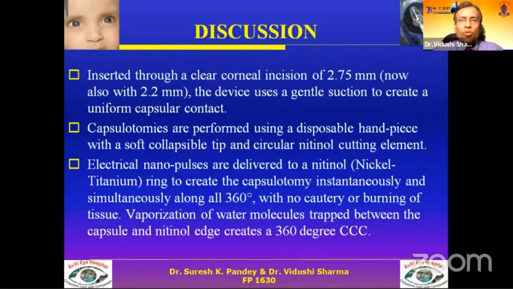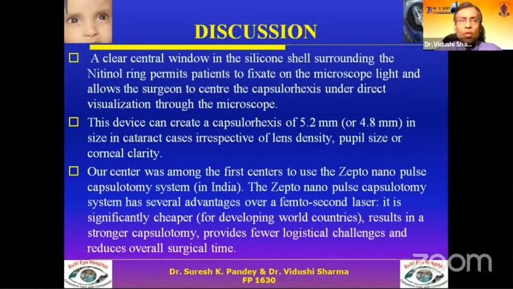The capsulotomy is performed using a disposable handpiece with a soft collapsible tip and a circular nitinol cutting element. The electrical nanopulses are delivered to the nitinol, which is a nickel titanium ring, to create a capsulotomy instantaneously, simultaneously all along 360 degrees, with no cautery or burning. Vaporization of the water molecules trapped between the capsule and nitinol ring creates a 360 degree complete capsular access. A clear window in the silicone cup surrounding the nitinol ring permits patients to fixate on the microscope light, which allows the surgeon to center the capsular access under direct visualization through the microscope.